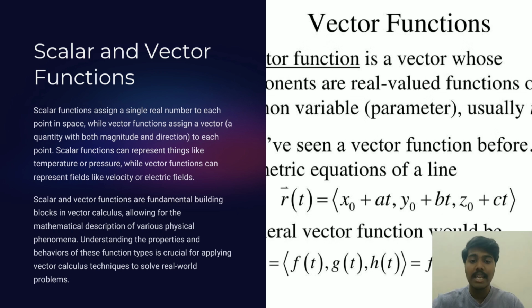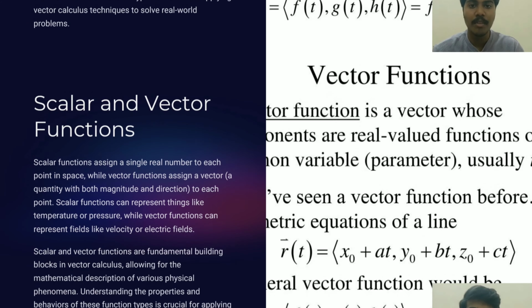Scalar functions assign a single real number to each point in space, while vector functions assign a vector, a quantity with both magnitude and direction, to each point. Scalar functions can represent things like temperature or pressure, while vector functions can represent fields like velocity or electric fields. Scalar and vector functions are fundamental building blocks in vector calculus, allowing for the mathematical description of various physical phenomena.